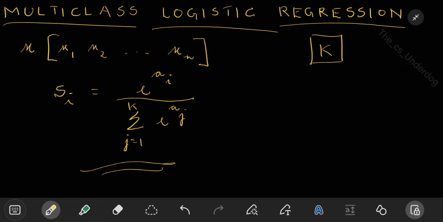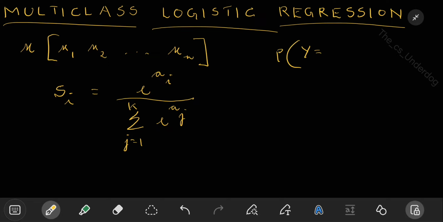So let us start with the problem. Let us understand how to solve this. Let's say for the kth class, how do you find the probability for one particular class? Let us say I want to see the probability that this particular point belongs to the kth class. For that, I'll write the probability of y equal to k given x. x is your input. Given the input x, what is the probability that this input belongs to the kth class?